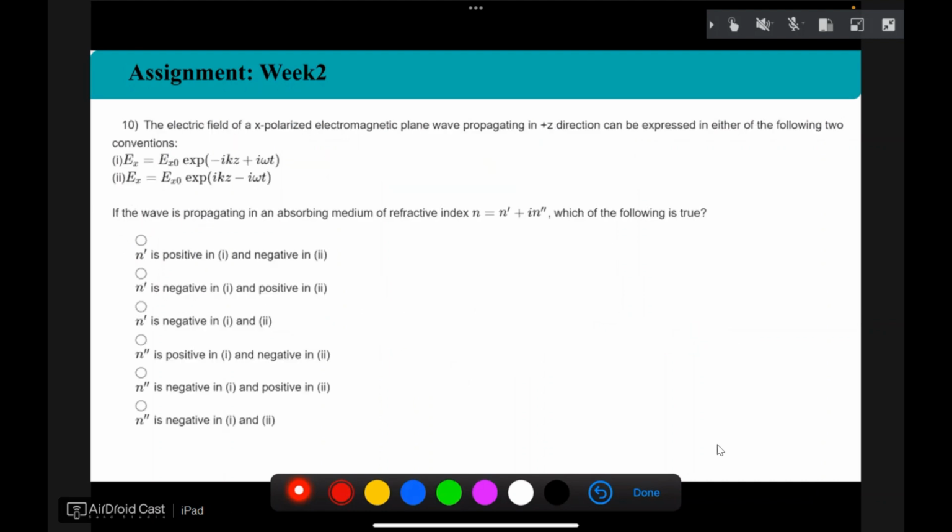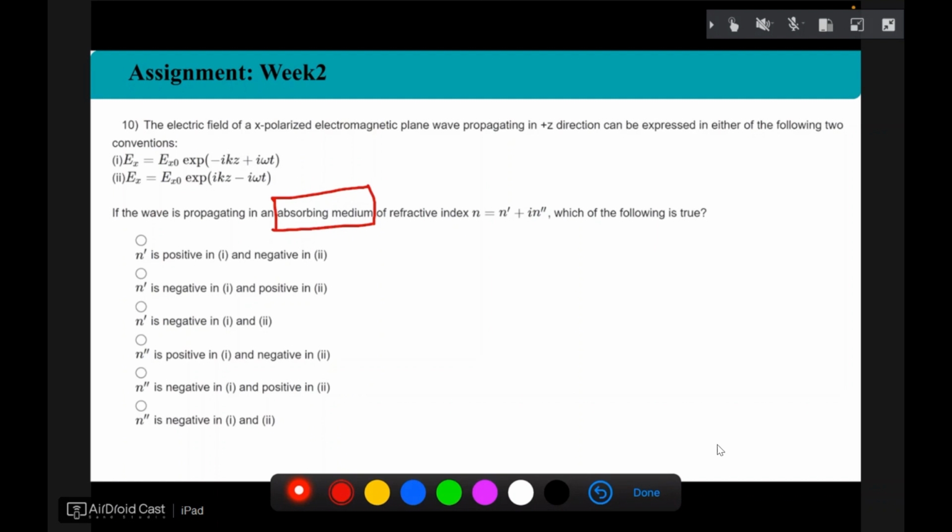So the next question is, the electric field of an X-polarized electromagnetic plane wave propagating in plus z direction can be expressed in either of the following two conventions. Ex is equal to Ex naught exponential minus iota kz plus iota omega t, and the second is Ex is equal to Ex naught exponential iota kz minus iota omega t. If the wave is propagating in an absorbing medium, so this is the crux of this question, that it's given that we are considering the absorbing medium, which has the refractive index n equal to n prime plus iota n double prime. So we have to find out which of the following is true.